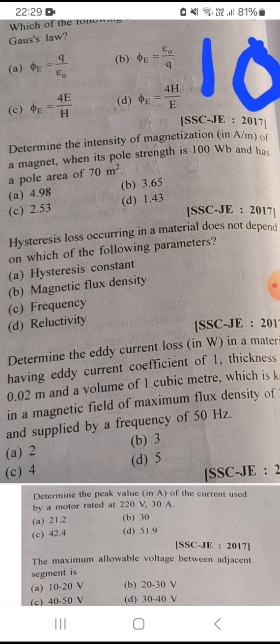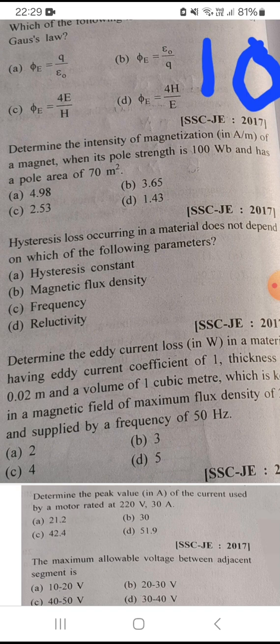Next, determine the eddy current loss in watt in a material having eddy current coefficient of 1, thickness of the 0.02 meter and volume of the 1 cubic meter, which is kept in a magnetic field, flux density 2T and supplied by a frequency 50 Hz.